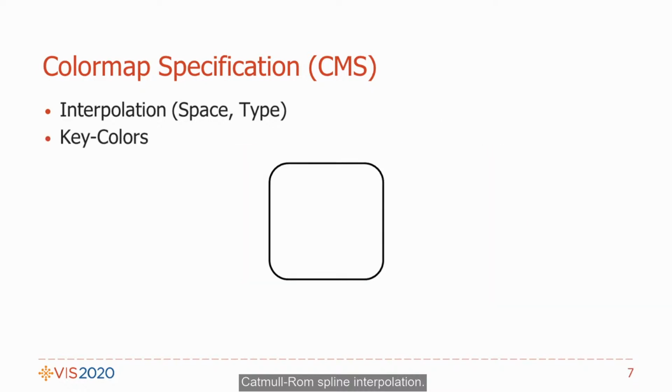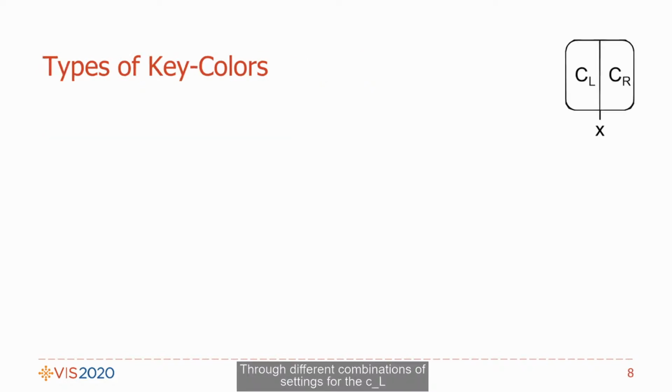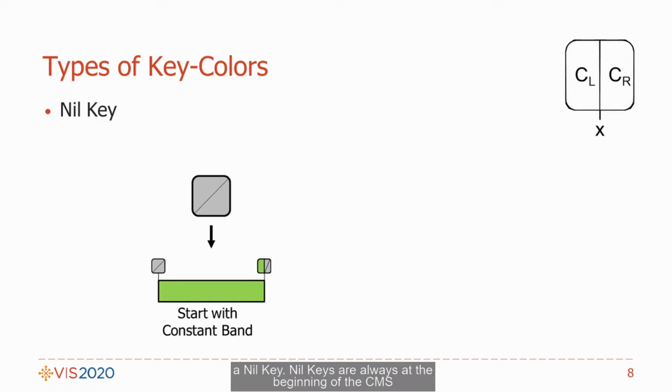The other element of the CMS is the keys. The key construction consists of two placeholders for colors, the left color CL and the right color CR, and at least our reference value X. Through different combinations of settings for the CL and CR colors, we can distinguish between 5 key types. Let us begin with the nil key. If the CL and CR colors are empty, we get a nil key. Nil keys are always at the beginning of the CMS and initialize a constant band.